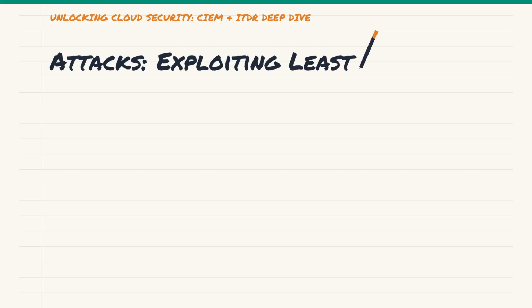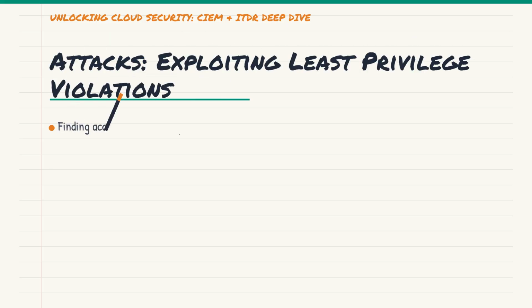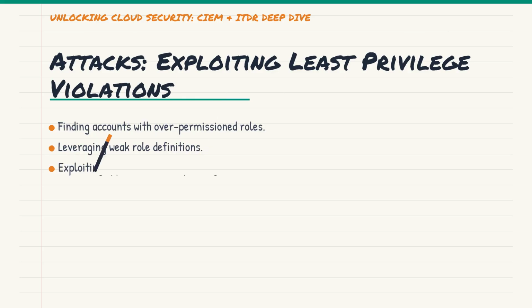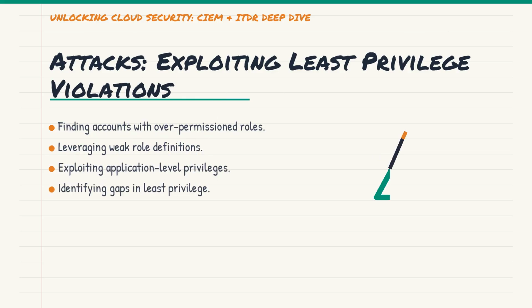The whole point of least privilege is to limit the blast radius if an account is compromised. Attackers actively look for violations of this principle. If a regular user account, through a misconfiguration or poor role design, can access sensitive data or perform administrative actions, the attacker will exploit that. SIEM helps identify these violations, and ITDR can detect the attempt to leverage them.